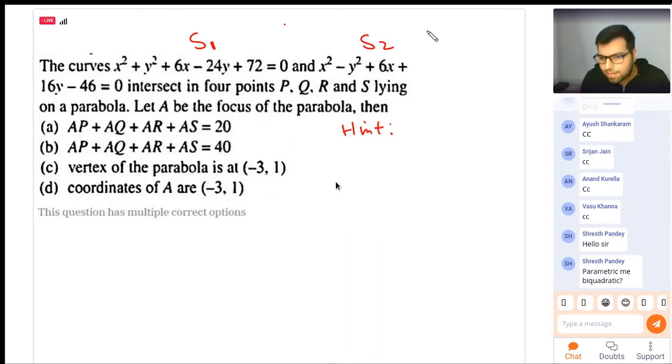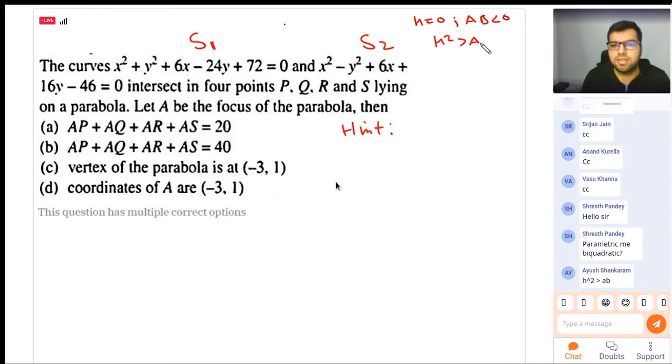Let's approach this. First, let me give you a hint. This is a hyperbola because here you see that h is equal to 0 and AB is negative. So here h square is greater than AB. So that is why this is a hyperbola. Whatever curves these are, say a circle and a hyperbola, in the question it is asked that from these points of intersection, we have to draw a parabola.